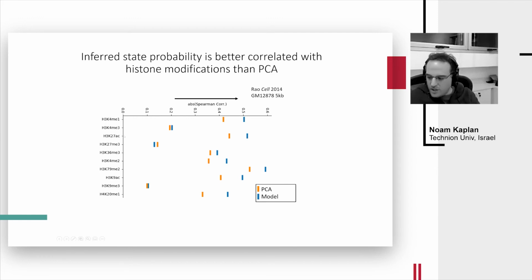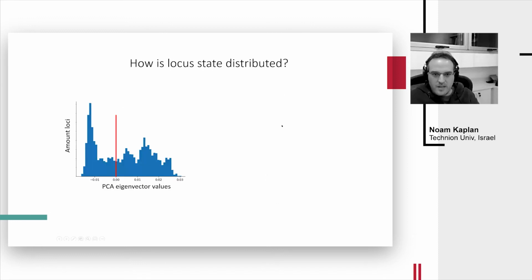Okay, in addition, to verify that this makes sense biologically, it's known that these are correlated with histone modifications and chromatin activity. And indeed, we find that the model is better correlated, in terms of absolute Spearman correlation, with these histone modifications.